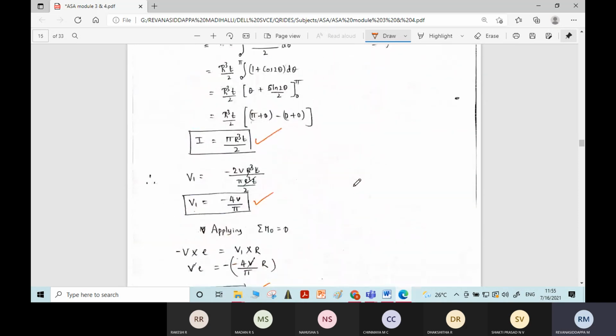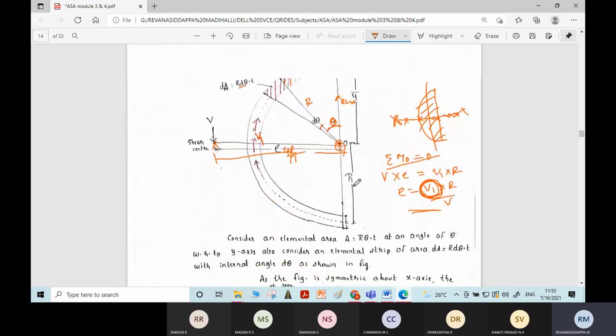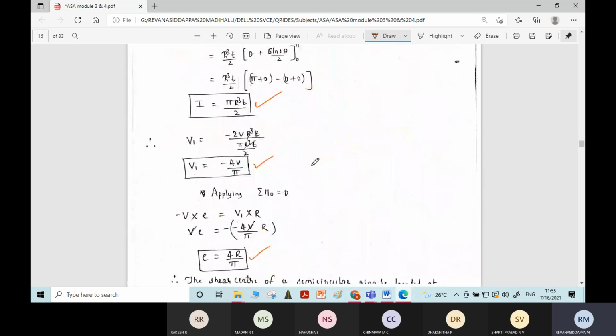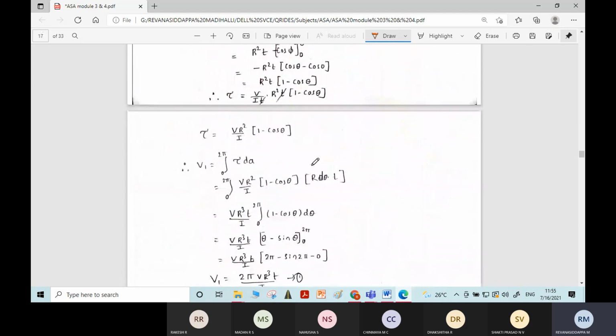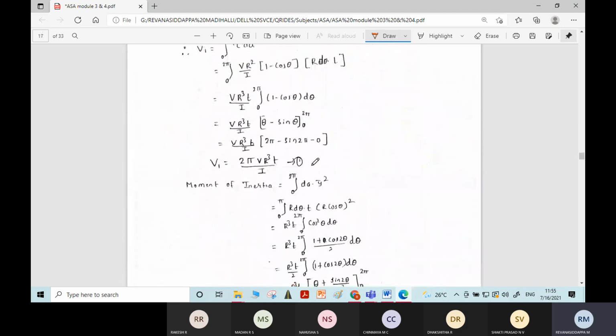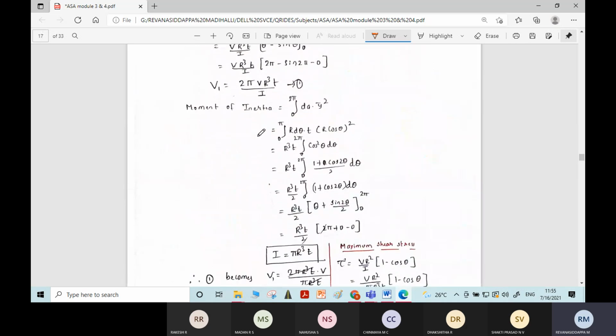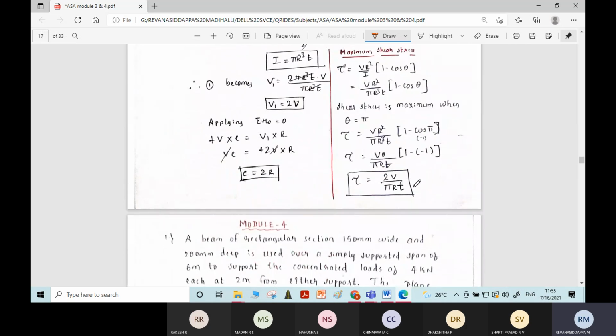Whatever procedure I have followed now for the semicircle, the same procedure is followed for the circular open section, only the limits are different. The limits are 0 to 2 pi, and the derivation is performed. The final expression is E is equal to 2 into radius.